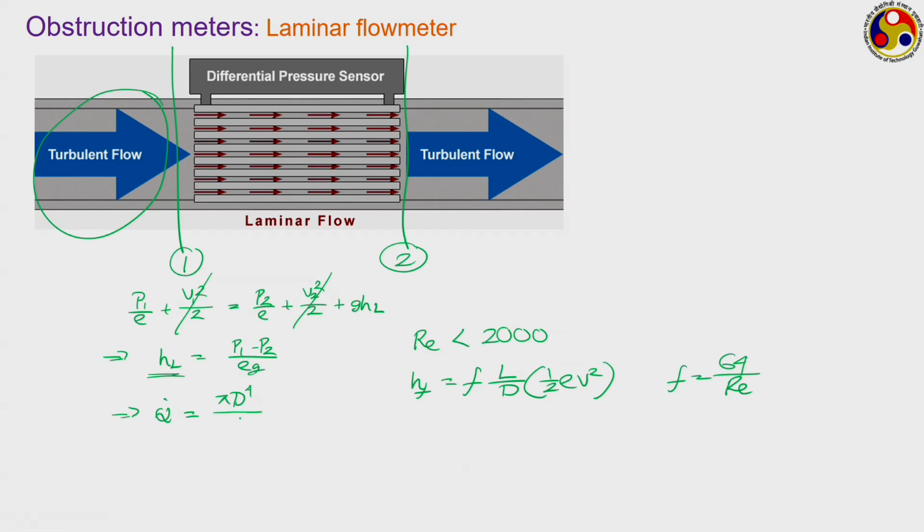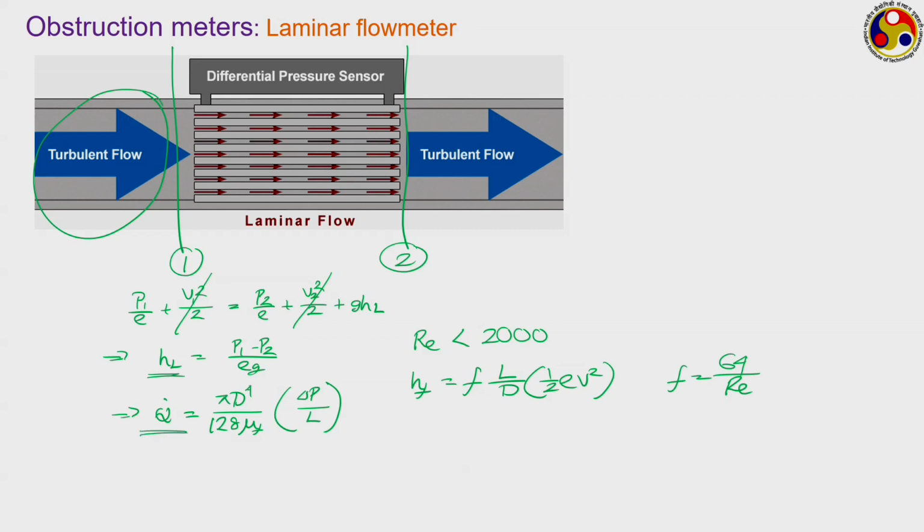This is also very standard. You will find this as Q dot = 120 pi d to the power 4 upon 120 mu f into delta p upon L, where L refers to the length of this portion, d is the diameter of the main tube, mu f is the fluid viscosity, and delta p is the pressure drop between portion 1 and 2. So, from the measurement of this pressure drop delta p, we can easily get this Q dot.